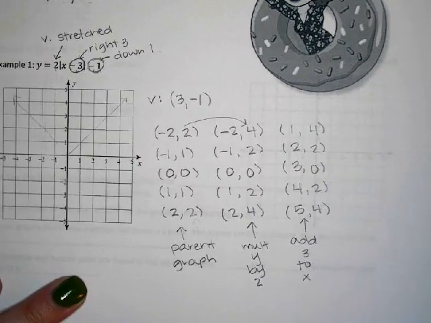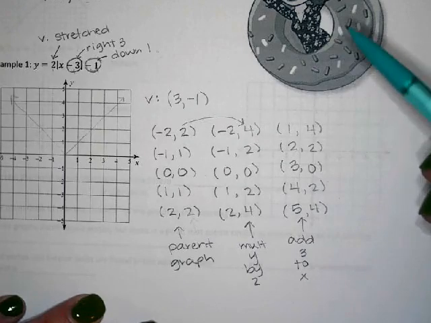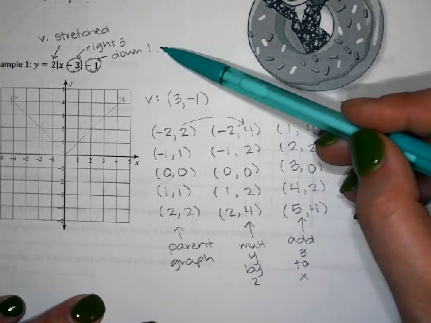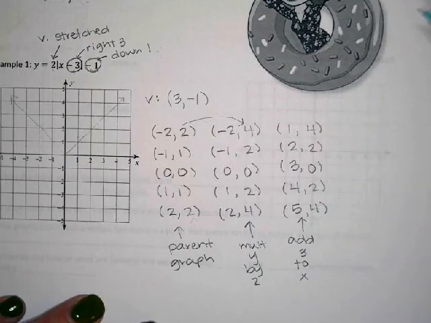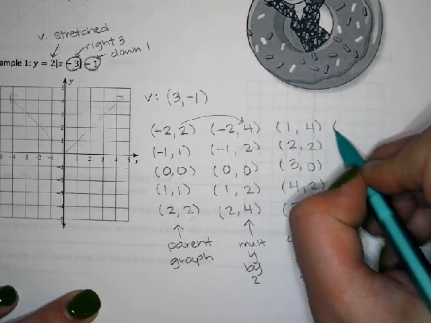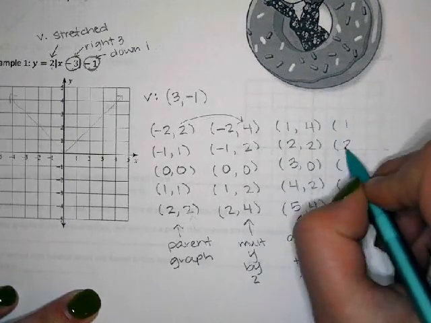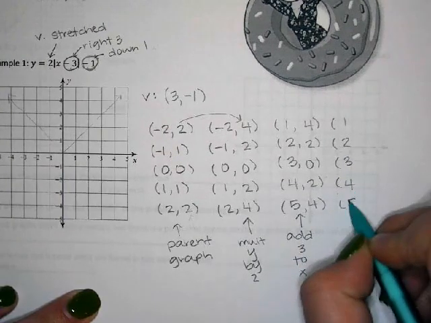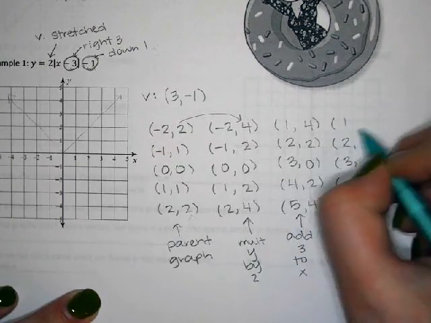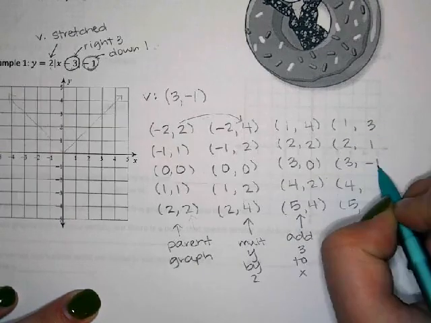Okay, and then our last transformation is to shift the graph down 1. If we shift the graph down 1, is that going to be the x coordinate or the y coordinate? The y coordinate. And how do we shift down 1? We're going to subtract 1 from the y coordinate. Okay. So I'm going to take all my y coordinates and I'm going to subtract 1, subtract 1, subtract 1, subtract 1, subtract 1.